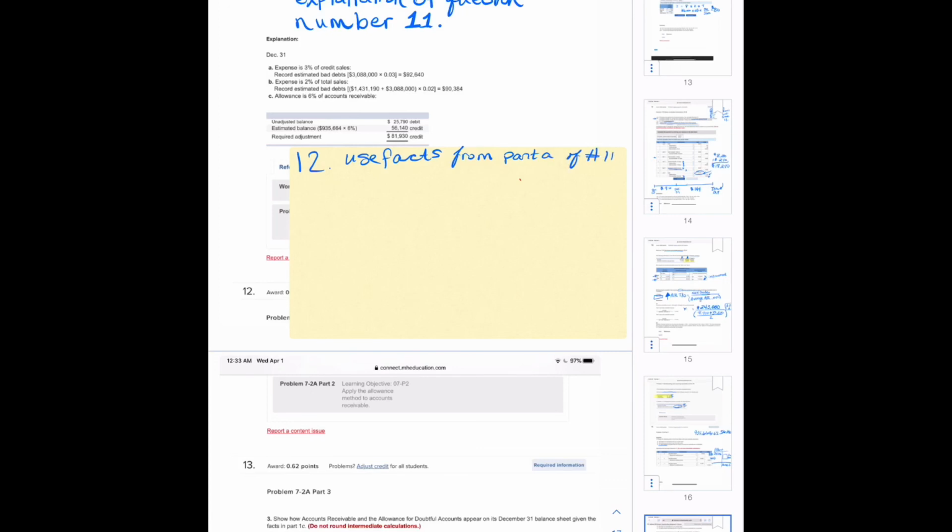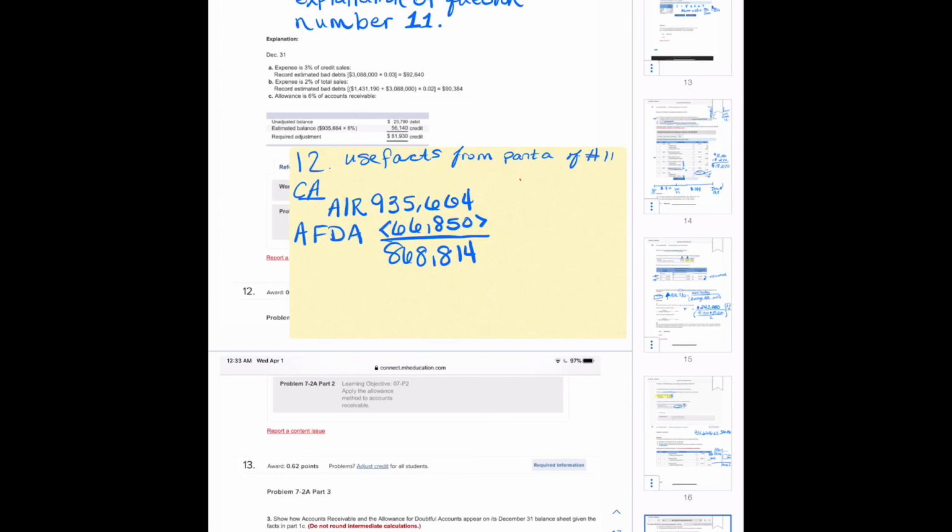If we're using those facts, then what I'm going to need to first do, in the current assets section of my balance sheet, is list my accounts receivable, $935,644. I'm going to back out the amount in my allowance for doubtful accounts. This will be $66,850. And that'll bring me down to my bottom line number of $868,814.